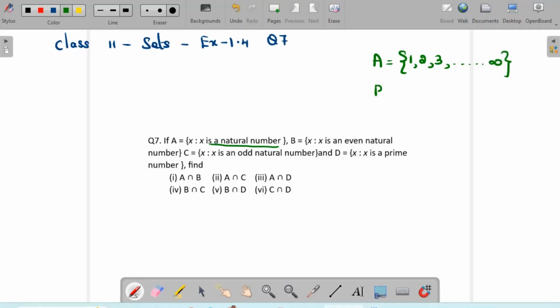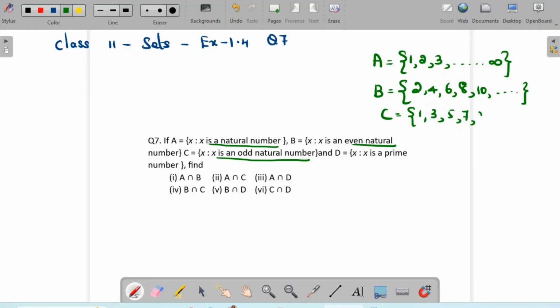Now let's look at B. B is also an infinite set, but it's the even natural numbers, which means the elements are going to be 2, 4, 6, 8, 10, etc. up till infinity. Now the third set is x's odd natural numbers. So C is going to have elements 1, 3, 5, 7, 9, etc. up till infinity.